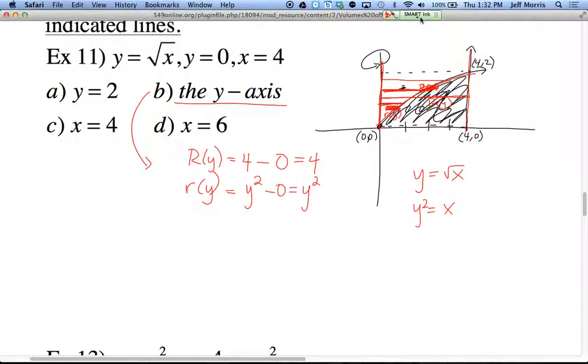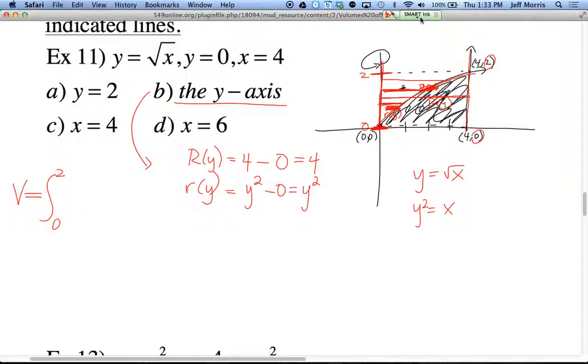So volume, here we go, it's a washer. It's going to be along the y-axis now. We're not along the x-axis anymore, so it's going to be from 0 all the way up to 2. See the y value, from 0 to 2. So it's going to be along the y-axis, 0 to 2.